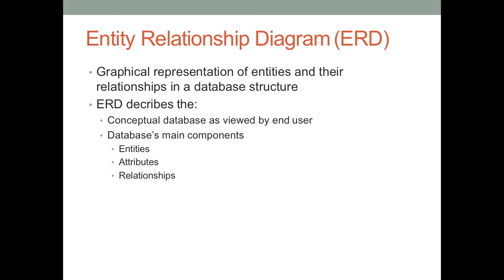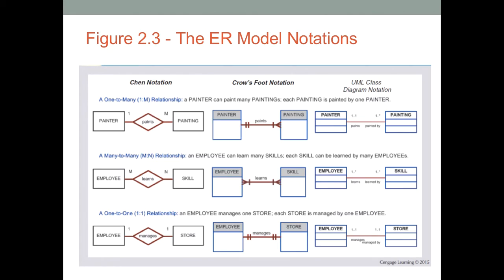Entity relationship diagram, ERD, is a graphical representation of entities and the relationships in a database structure. ERD mainly describes two sets of things. First is the conceptual database as viewed by end users. Second is three main components of a database: entities, attributes, and relationships. So figure 2.3 shows different ER model notations.